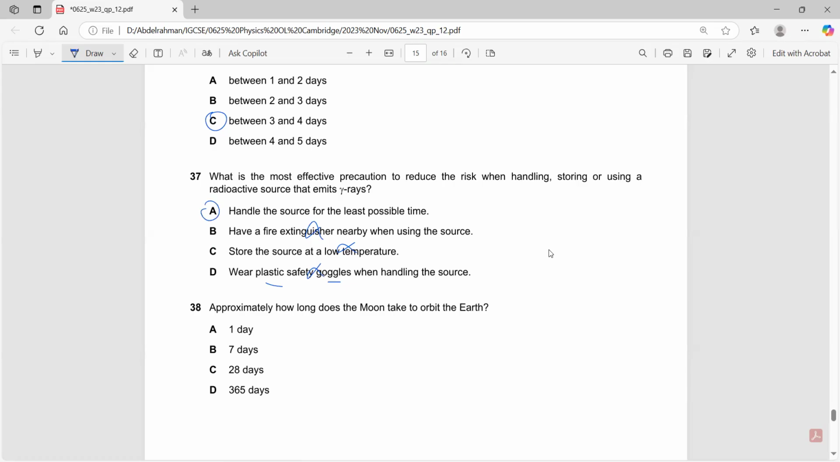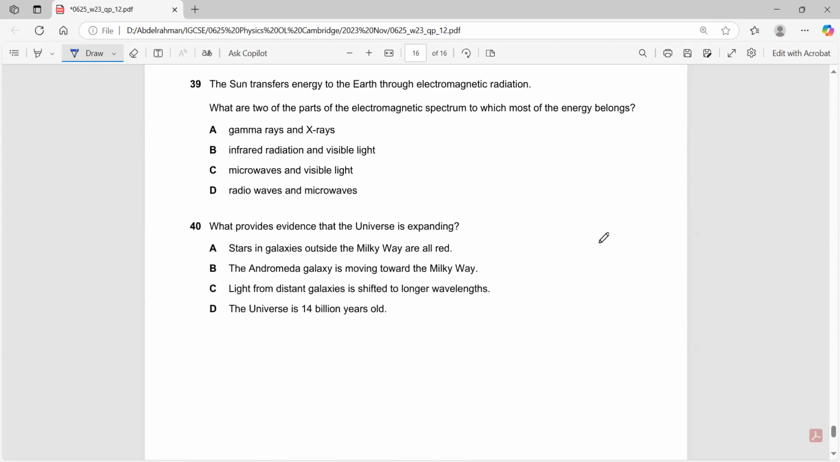Least possible time. Approximately how long does the moon take to orbit the Earth? Yes, it takes 1 month or 28 days. The sun transfers energy to the Earth through electromagnetic radiation. What are two of the parts of the electromagnetic spectrum which most of the energy belongs to? Infrared and visible light. Yes, and then ultraviolet, but you do not have ultraviolet in this question.